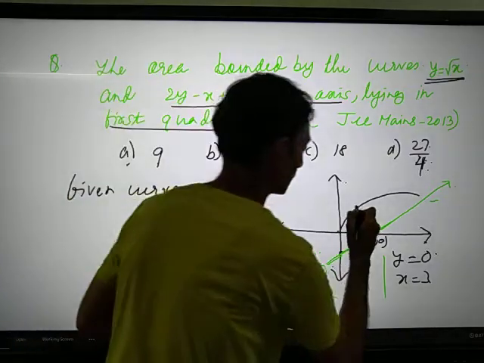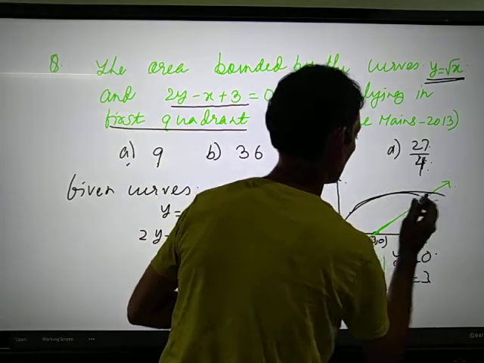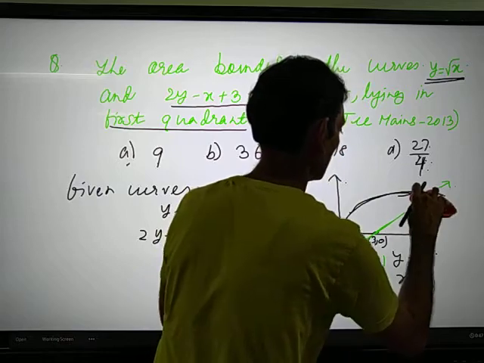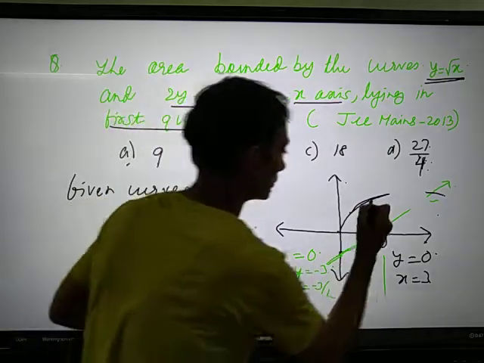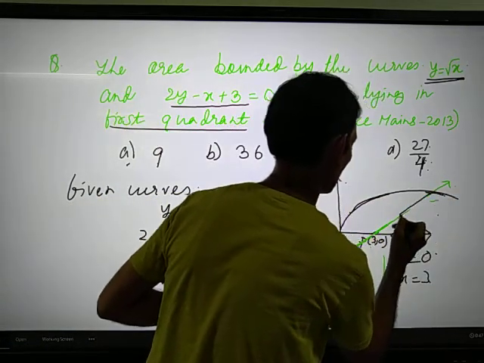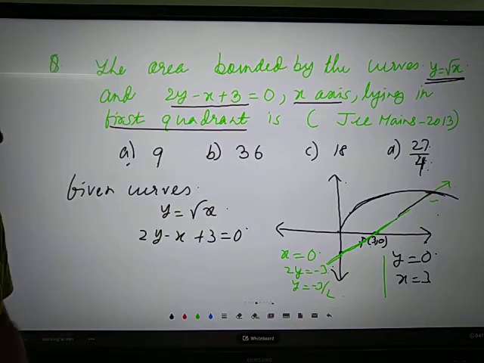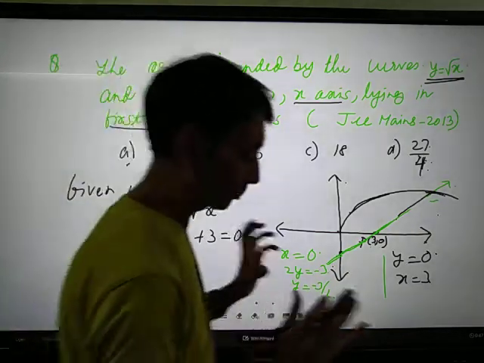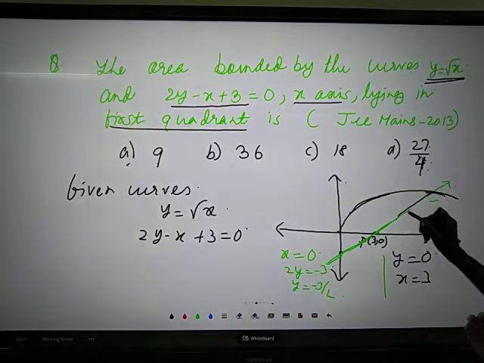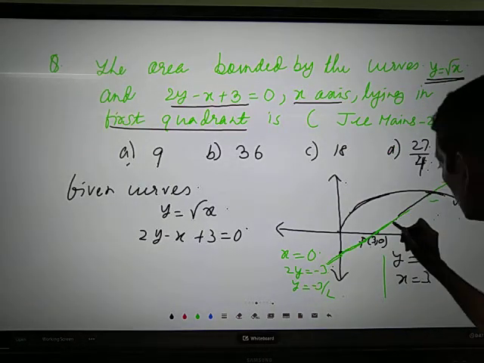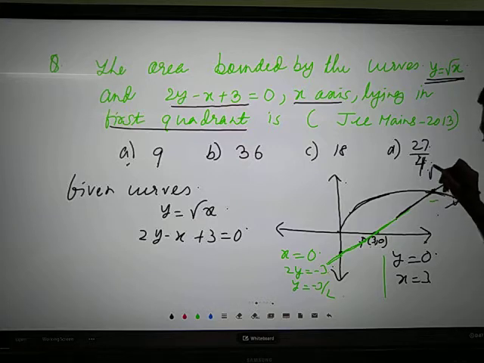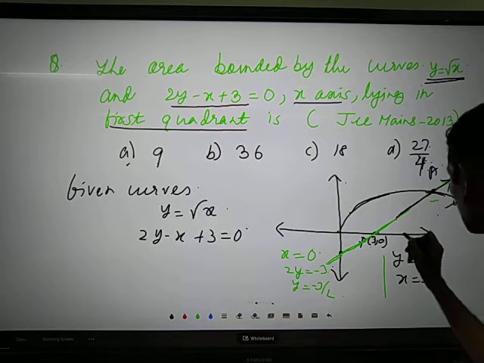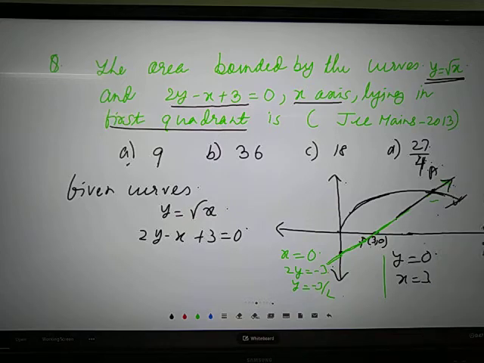Okay, and we can extend this. Now next, most important is the point of intersection between the line and the parabola. Right, the line and the parabola. Say this point is A. We can extend this line.